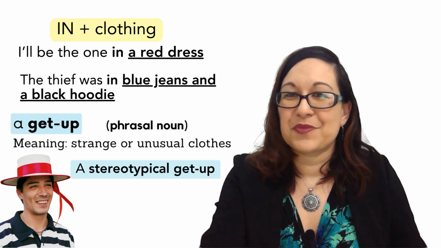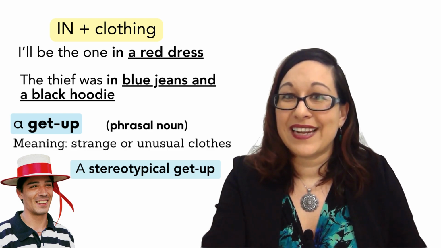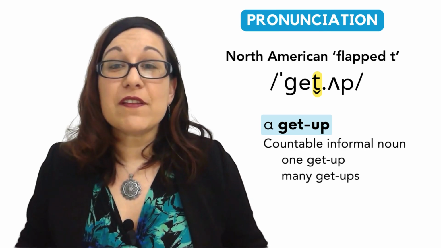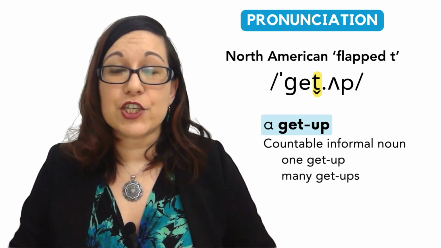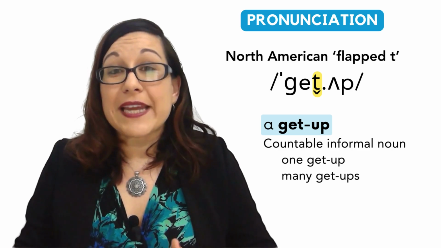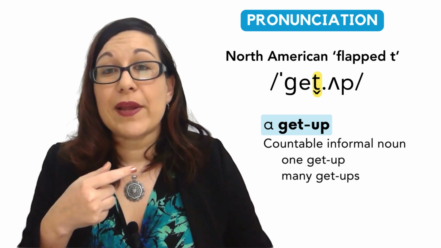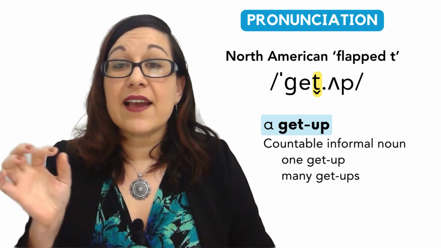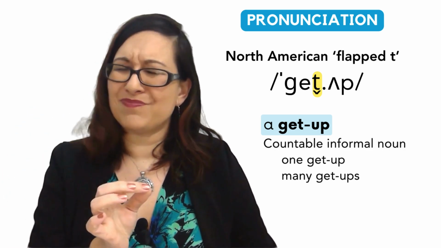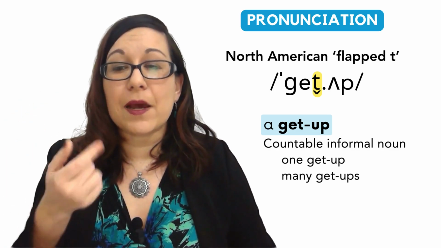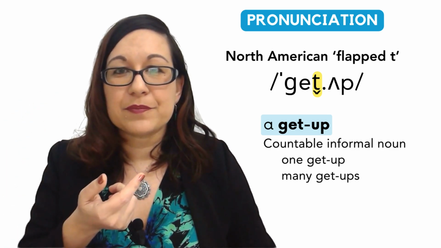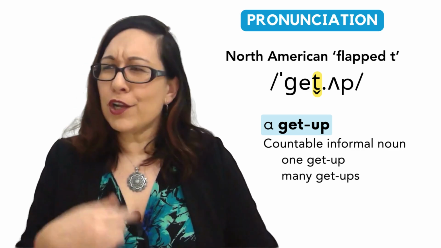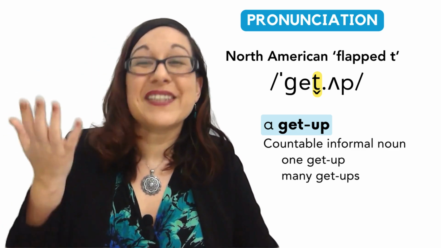So we have a gondolier in a stereotypical get-up. Now, just a quick note here on pronunciation. If you are being American, you're definitely going to have that flapped T sound. You wouldn't say get up. It would be get up, a get up. Wow. Look at Bob in that get up. Look at the gondolier in his stereotypical get up.